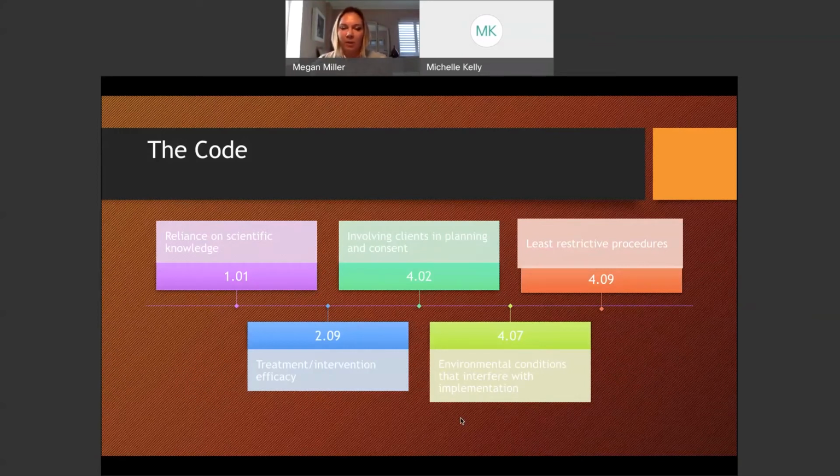4.07, environmental conditions that interfere with implementation. Again, a lot of other people aren't open to engaging with other humans in this way that we're required to when we use extinction procedures. And then lastly, 4.09, least restrictive procedures. So we should be using the procedures that are the least restrictive. We should not be putting hands on people to make them do things, especially as a first step. That doesn't mean you might never get to that point. There might be extreme situations where that happens, especially for safety, but it should not be your first step to just put hands on learners and make them do stuff.